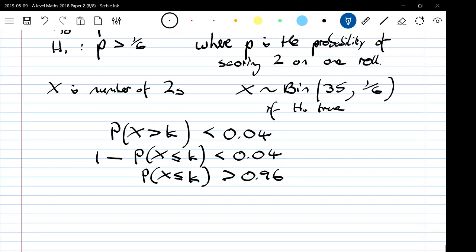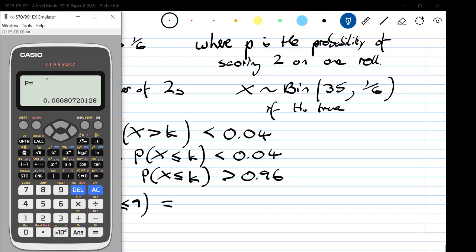I need to test some of these out. So I'm going to think, how many do I think is likely? Well, it's 35, isn't it? So 1/6 of 35 is around about 6. So it's going to be more than 6 that I'm looking for. So I'm going to start trying a few values. I'm going to try 9. Probability that X is less than or equal to 9.